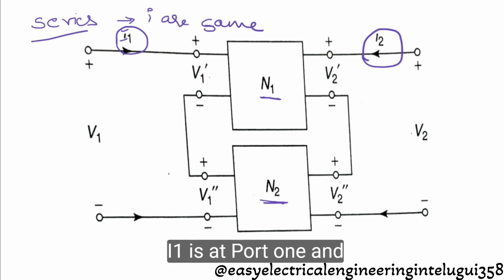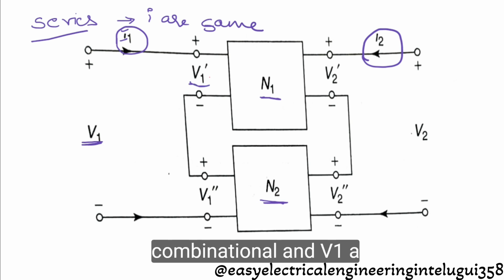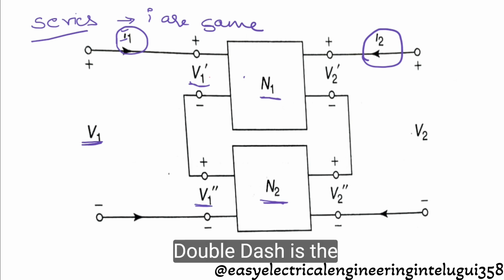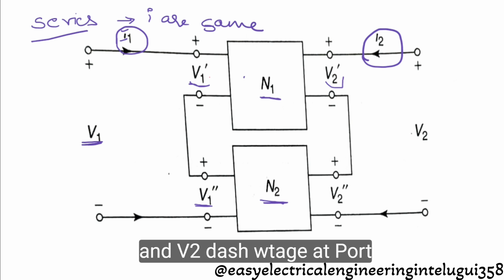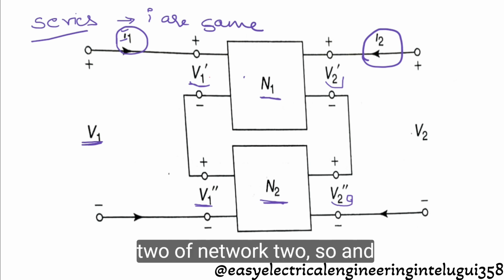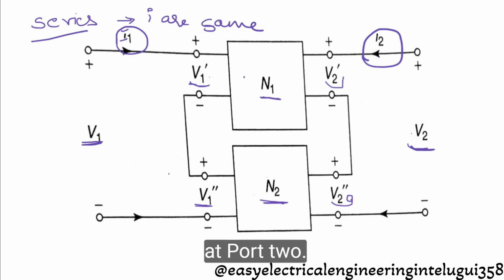I1 is at port 1 and I2 is at port 2, and V1 is the voltage for the combination. V1 dash is the voltage of network 1 at port 1 and V1 double dash is the voltage of network 2 at port 1. V2 dash is the voltage at port 2 of network 1, V2 double dash is the voltage at port 2 of network 2, and V2 is the overall combined voltage at port 2.